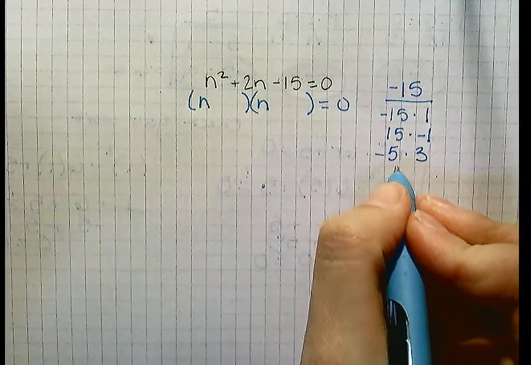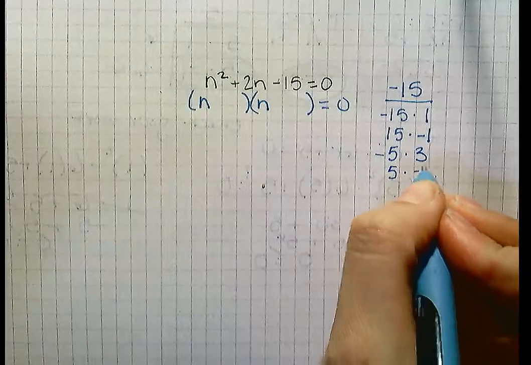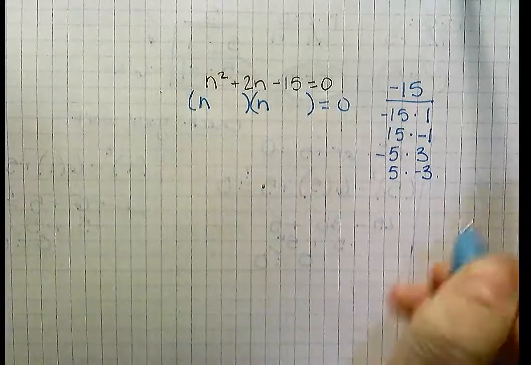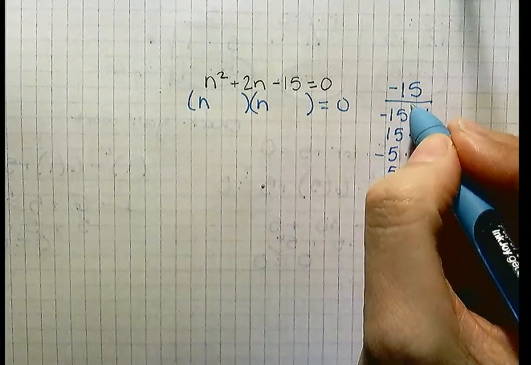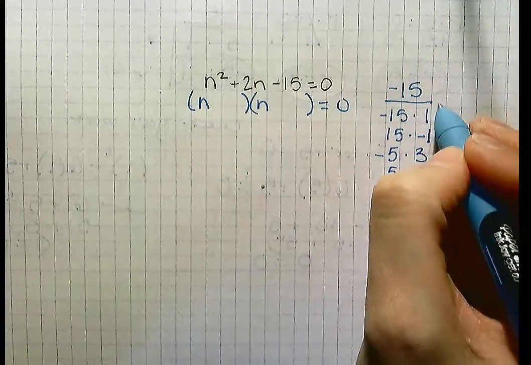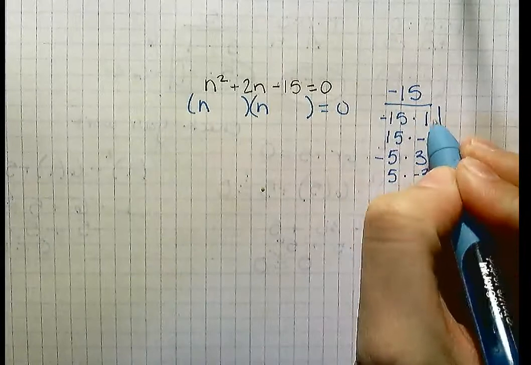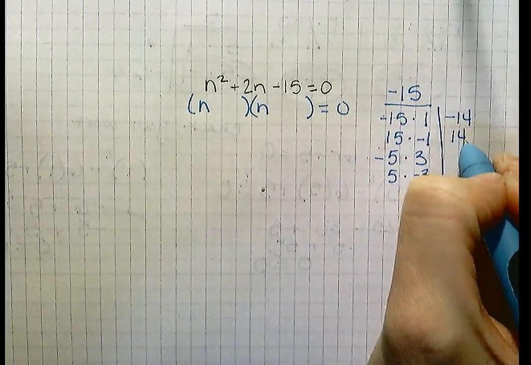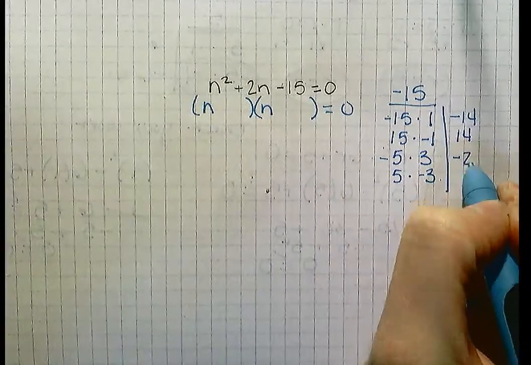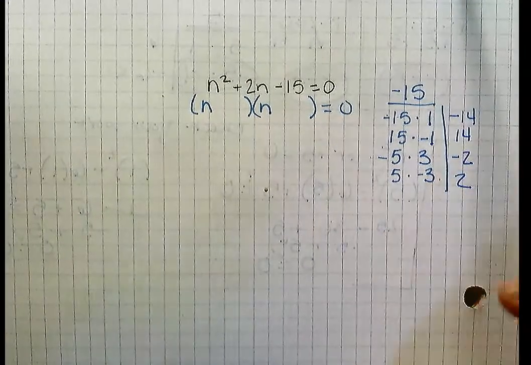So now let's switch it. Let's make the 3 negative. Okay? So we have these factors. Those are all that I can think of for negative 15. So we add them up, and I get negative 14. I have positive 14, negative 2, and positive 2.